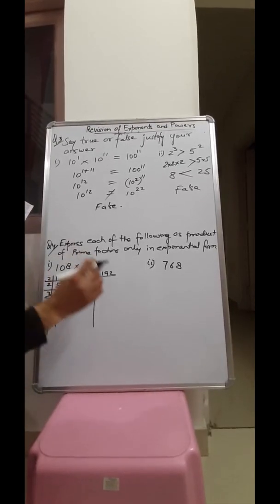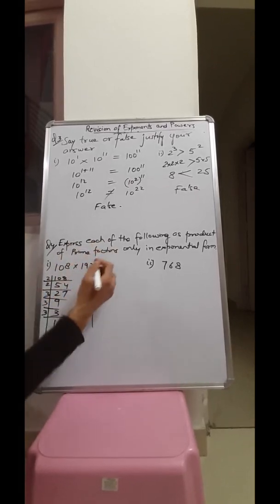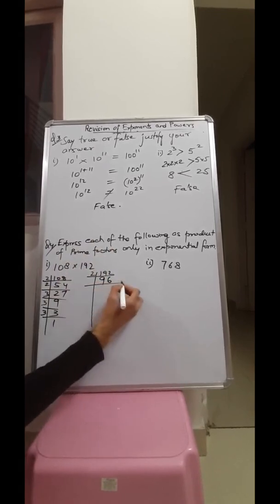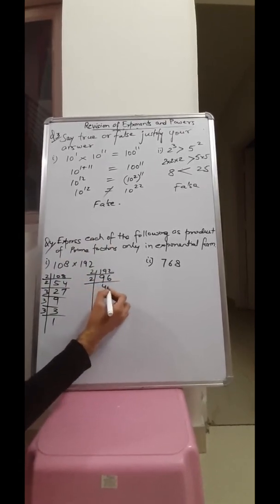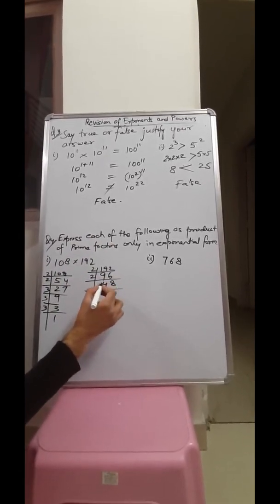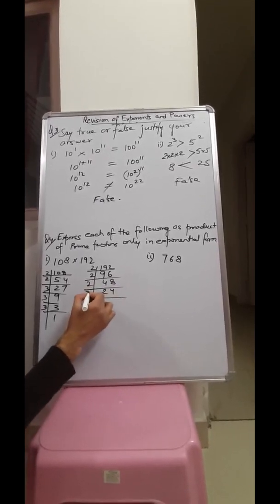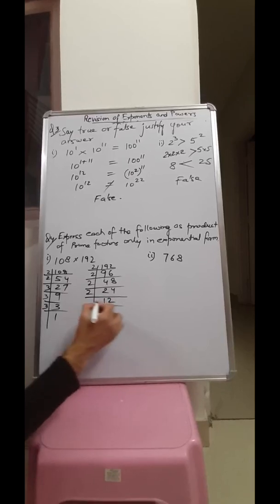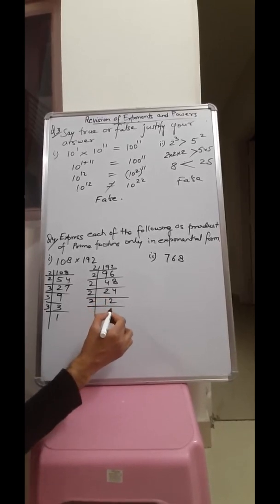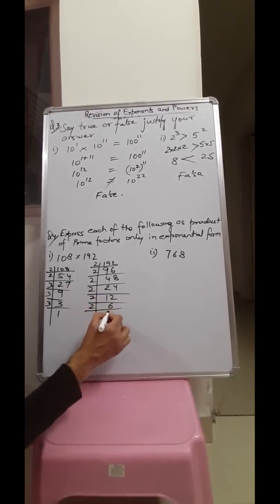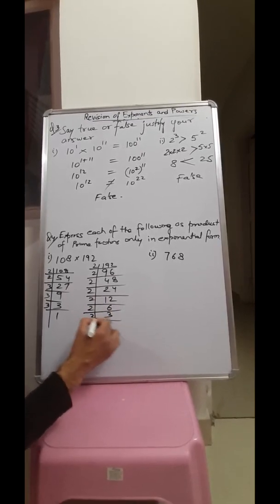Now the turn of 192. 192 will come in the table of 2. When you divide this, you will get 96. Again this will come in the table of 2, you will get 48. Again in the table of 2, you will get 24. Again you will get 12. Again you will get 6. Again you will get 3. And 3 comes in the table of 3.